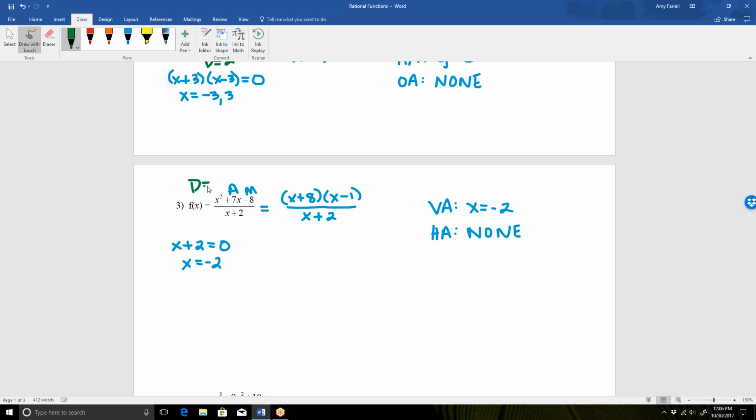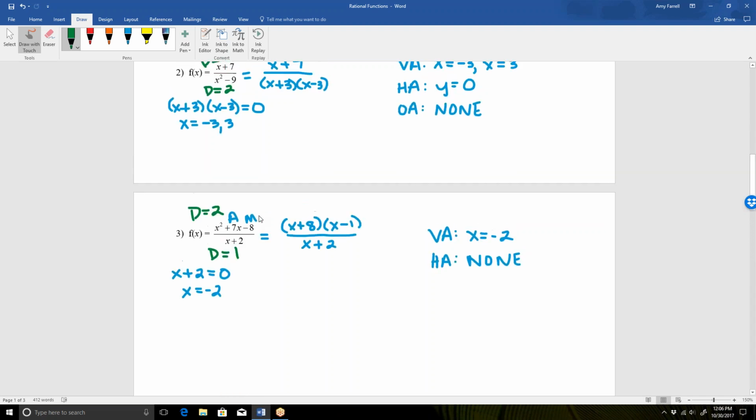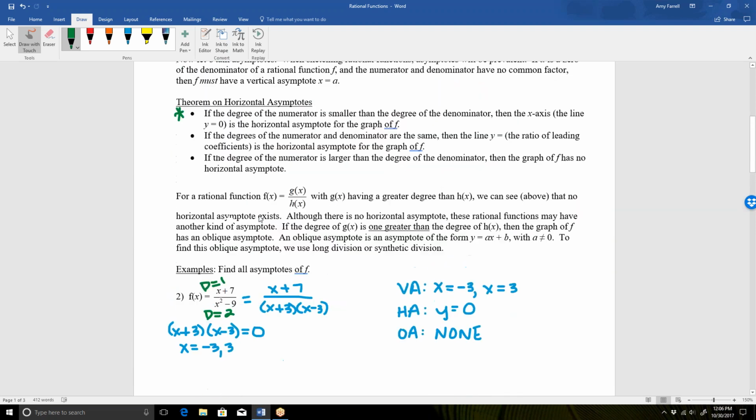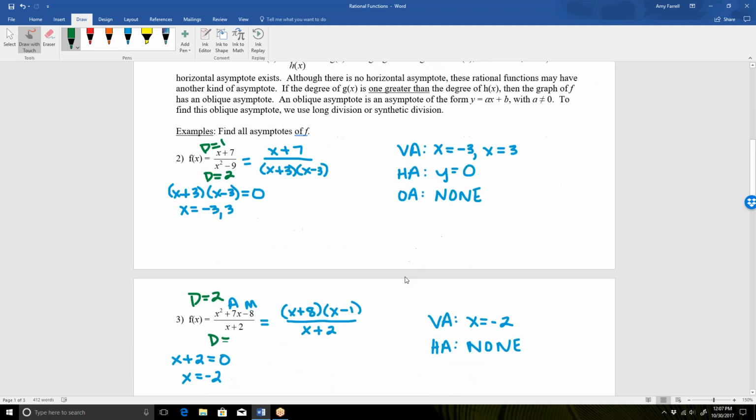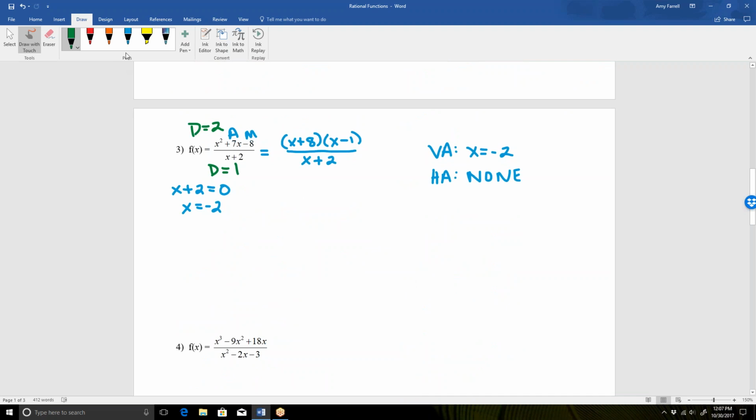So the degree of our numerator this time is 2, because the greatest exponent is 2. The degree of our denominator is 1, because the greatest exponent is 1. We have an x to the first. If we go back and we look at our theorem on horizontal asymptotes, if the degree of the numerator is larger, so let me erase this because we don't have that anymore. That was example number 2. This time, the degree of the numerator is larger than the degree of the denominator, and that means that there is no horizontal asymptote. All right, so no horizontal asymptote for this one.